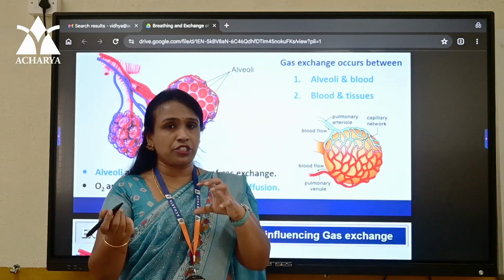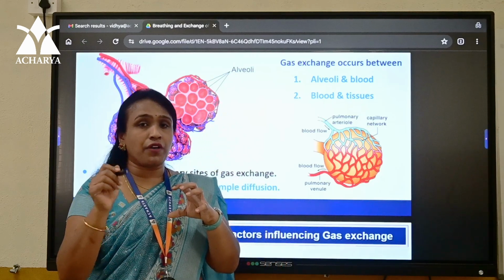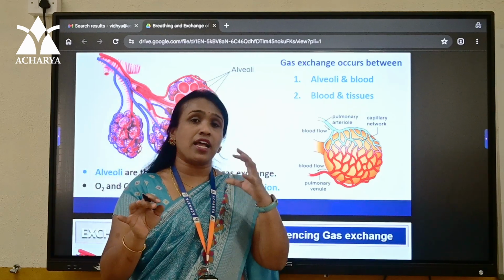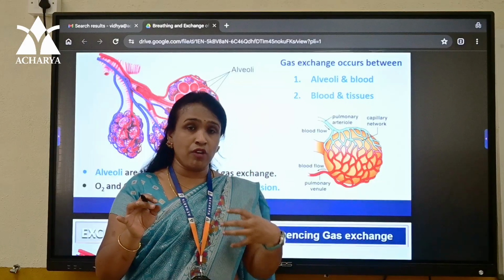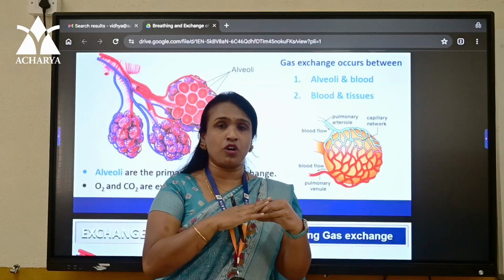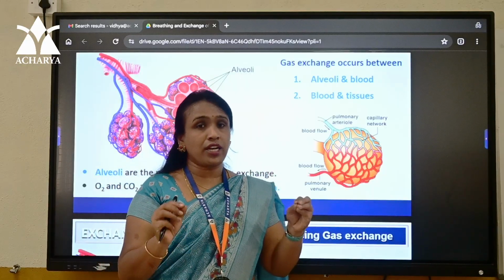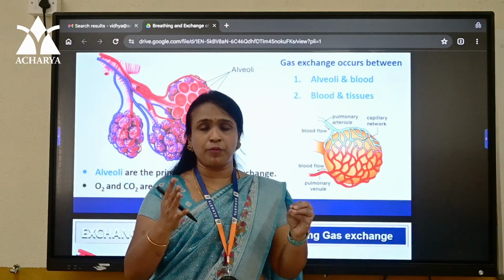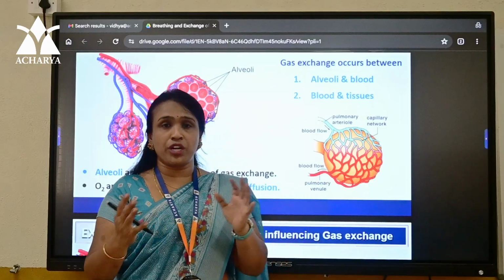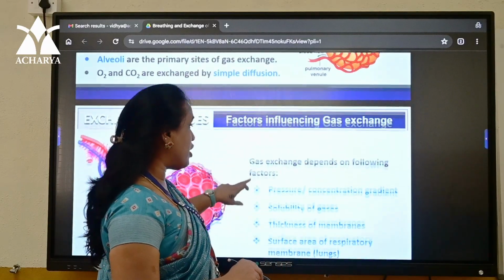That is, the partial pressure of carbon dioxide in the blood present in the pulmonary arteriole is 45 mmHg, whereas in the alveolar air it will be 40 mmHg. From higher pressure area to lower pressure area it moves, and now the blood becomes oxygenated blood, because in the meantime oxygen has moved into the deoxygenated blood. So fine, we will study in detail with this.